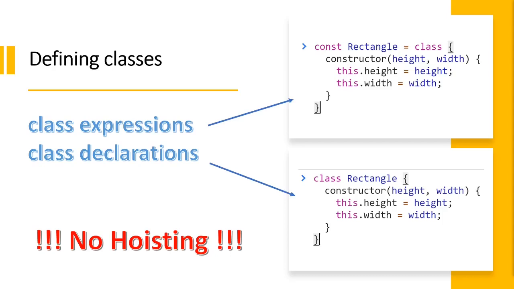Alright guys, so we can define classes in two different ways. One is class expression, another is class declaration. Class declaration starts with the class keyword, and class expression is more of assigning a class to a variable. In this example, this class is an anonymous class. You can also provide a name to it. And one thing we have to keep in mind is that classes are not hoisted the way JavaScript functions are hoisted. JavaScript function declarations are hoisted. Class declarations or class expressions are not hoisted.